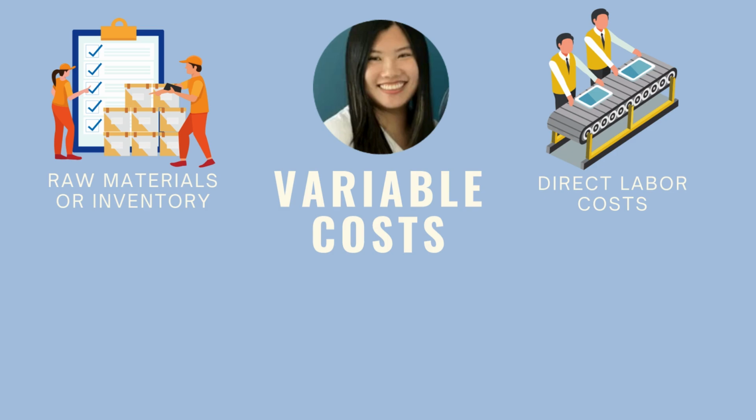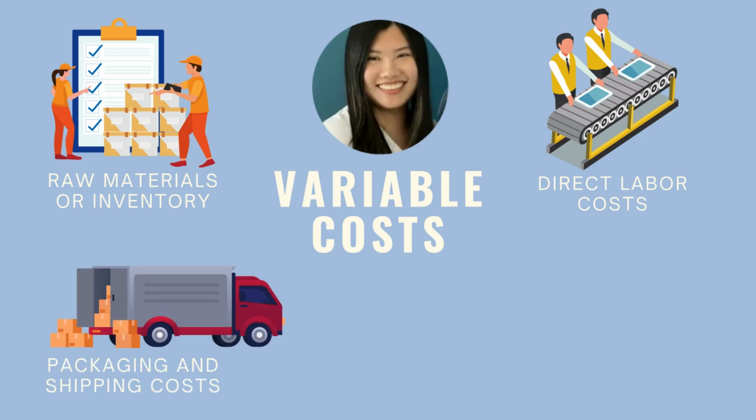Conversely, if production decreases, the need for direct labor and its associated costs will likely decrease as well. Our third example is packaging and shipping costs. To explain this, these costs are directly associated with preparing and transporting products to customers.